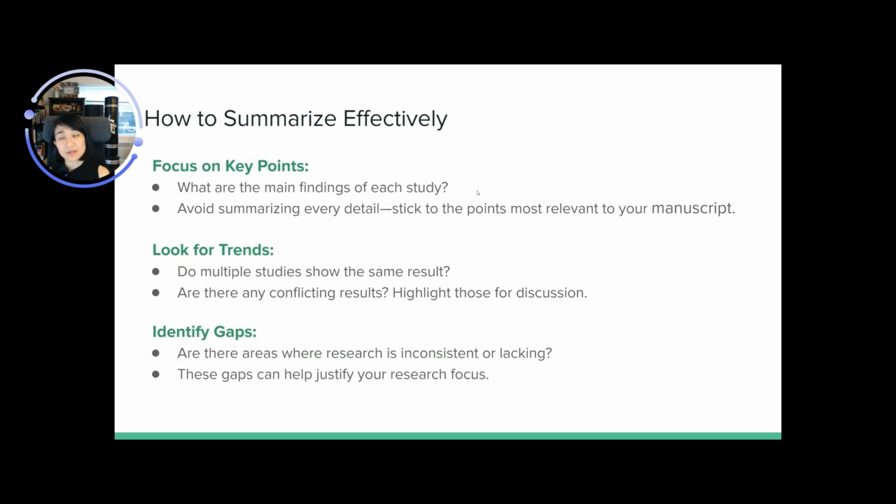How do you summarize effectively? You want to focus on the key points. What are the main findings of each study? And avoid summarizing every detail and stick to the most relevant points to your manuscript. Also look for trends. Do multiple studies show the same results? Are there any conflicting results? Because you want to highlight those for discussion section later. Also identify gaps. Are there areas where research is inconsistent or lacking? And these gaps can help justify your research focus.